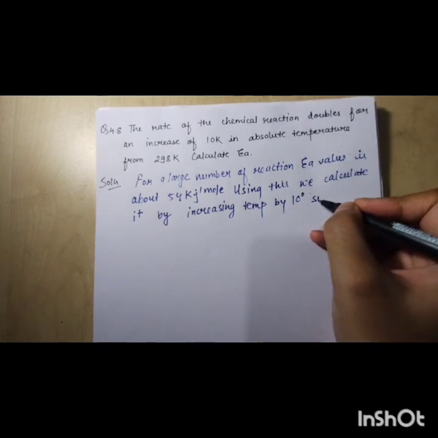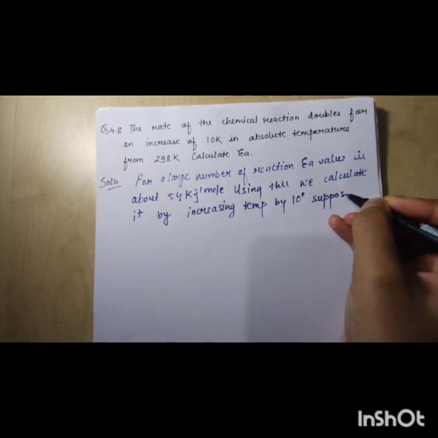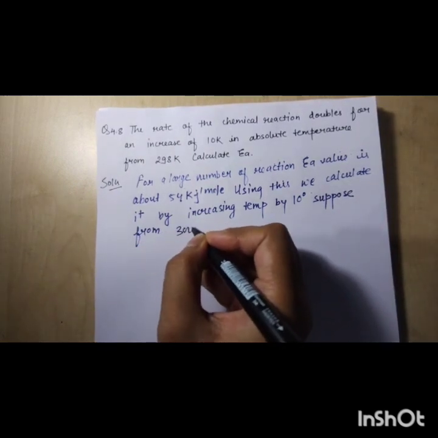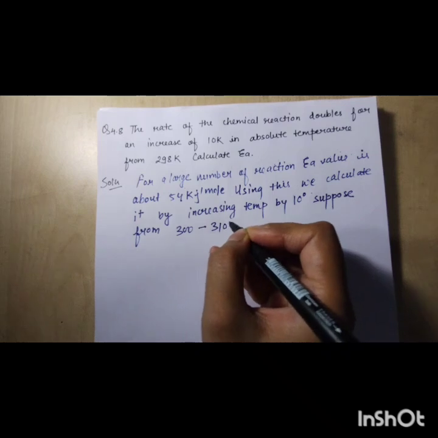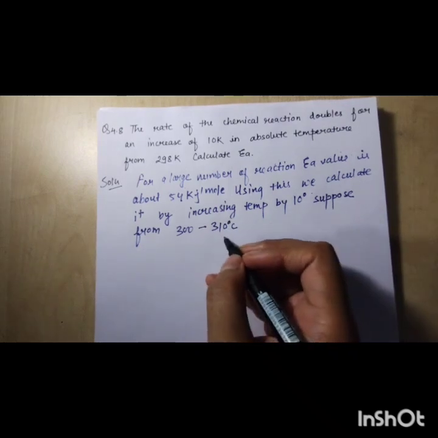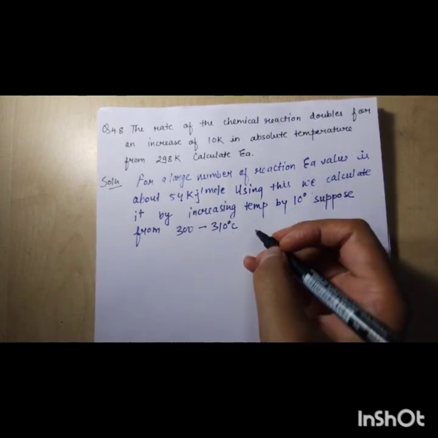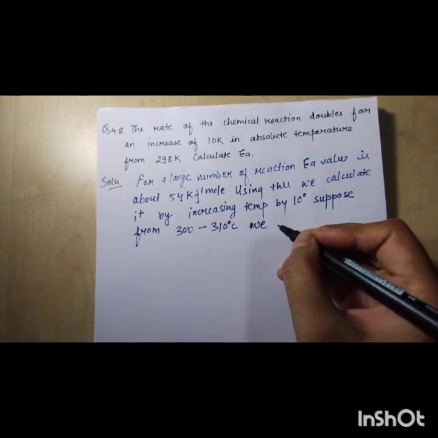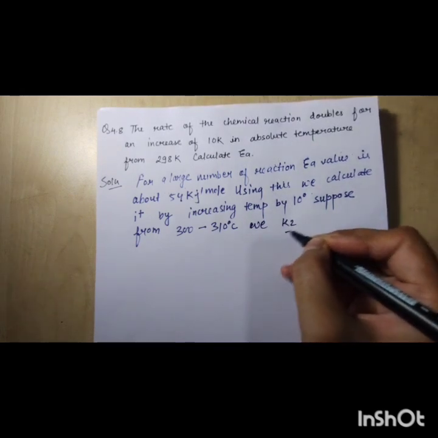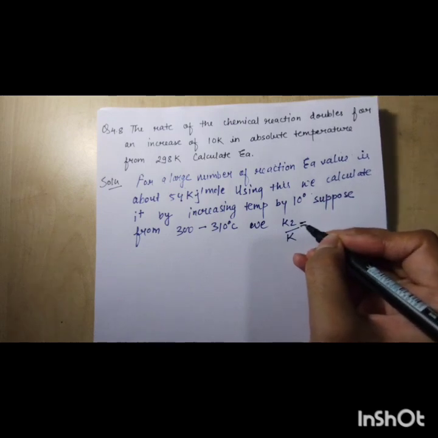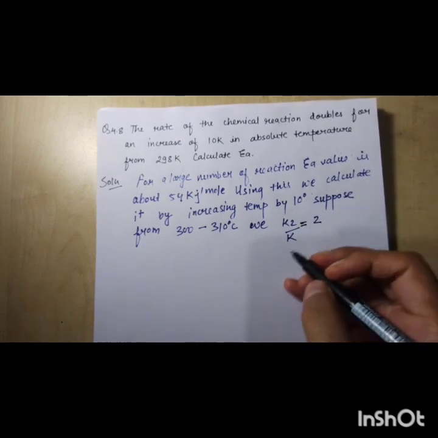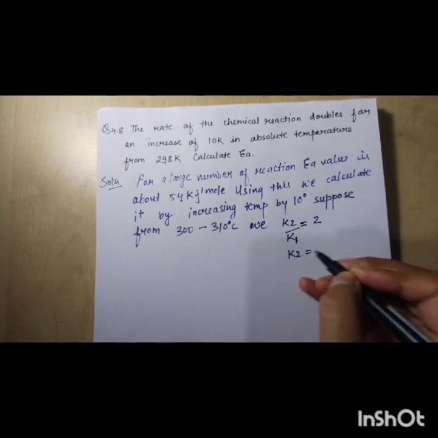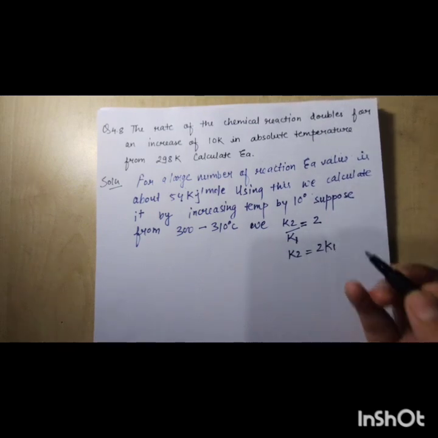Suppose from 300 to 310 degrees Celsius, there is a 10 degree rise of temperature, and here we take K2 by K1 is equal to 2. That is, K2 is equal to 2 K1. Double the rate of reaction.